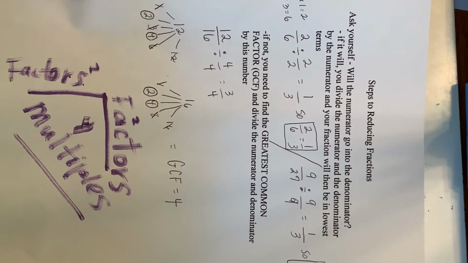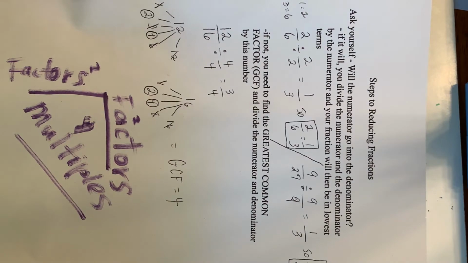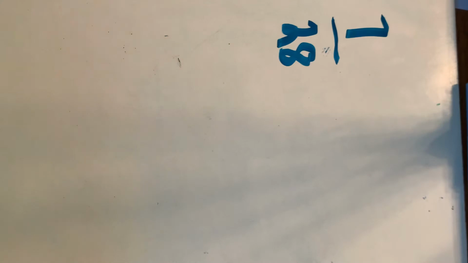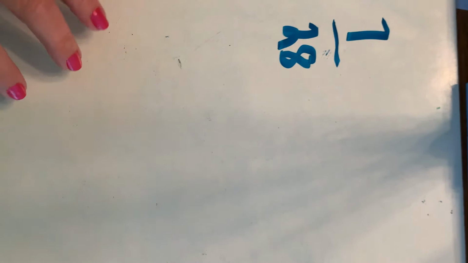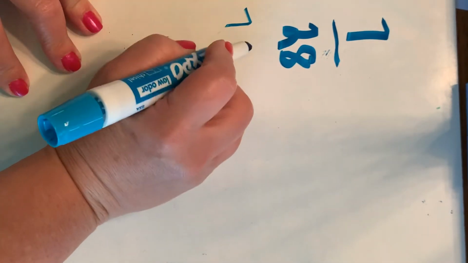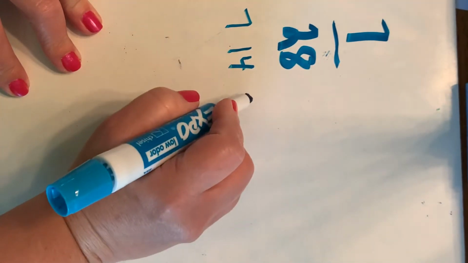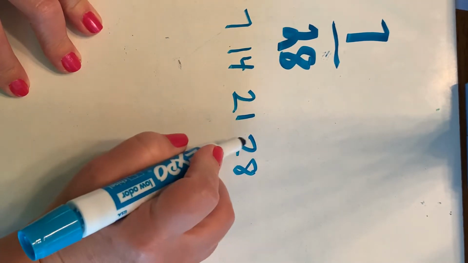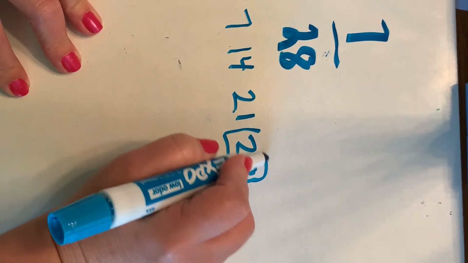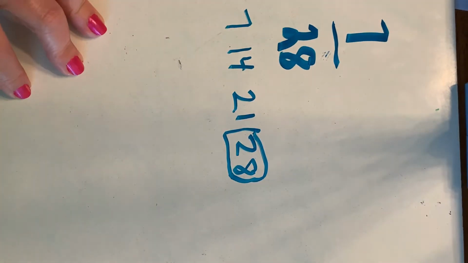First of all, you ask yourself, will the numerator go into the denominator? So I'm going to ask myself, will my numerator go into my denominator? Will 7 go into 28? Some of you say, Miss Sherm, I don't really even understand that. If we're looking at our times tables, we have 7 times 1, 7 times 2, 7 times 3, 7 times 4. Oops, and there's that number 28. Yes, 7 will go into 28.